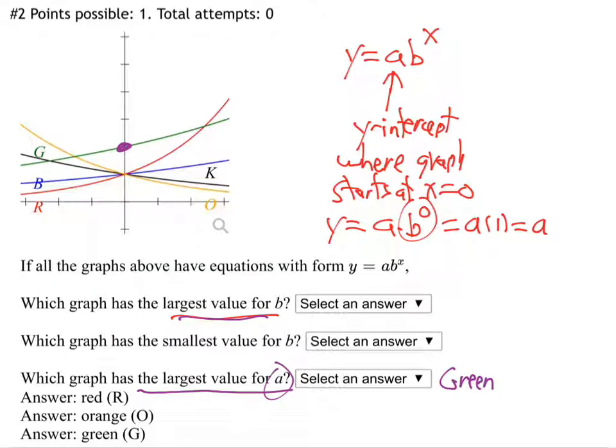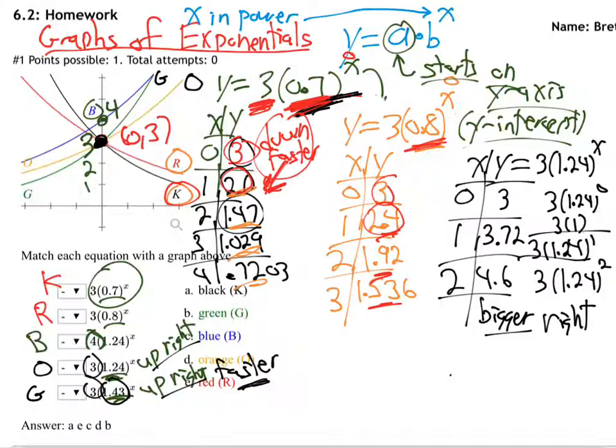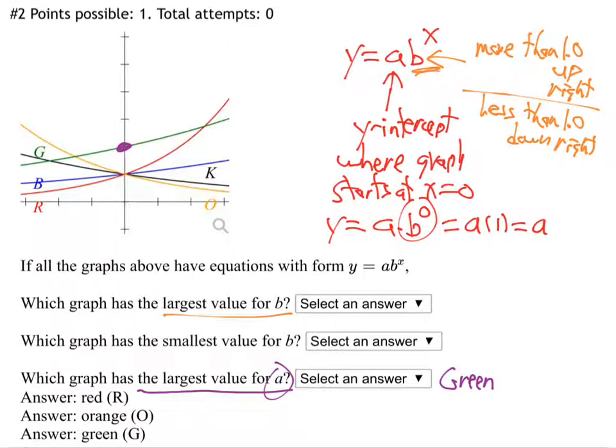Which one has the largest value for b? Now, what is b's role? Well, b, if it's more than 1.0, it goes up to the right. If it's less than 1.0, then it goes down to the right. Remember on the last problem? That number that has the x power on it, you're going to plug in x values 0, 1, 2, 3, 4, 5, bigger and bigger numbers. So if that's a number under 1, you're going to multiply by a number under 1 again and again and again, which makes your answer smaller and smaller. If you multiply by a number bigger than 1 again and again, it makes your answer bigger. So the b tells you whether you go up to the right or down to the right, if it's more than 1 or less than 1.